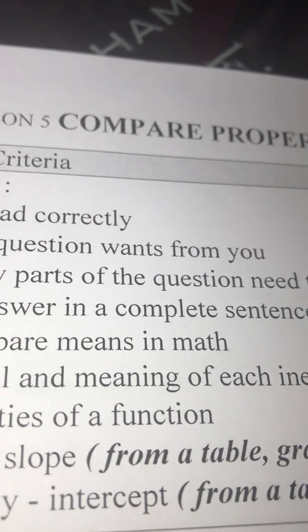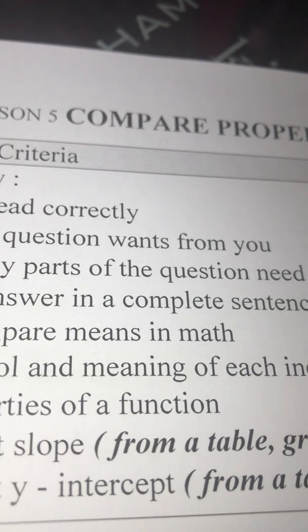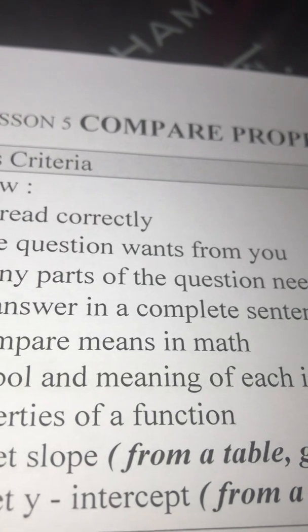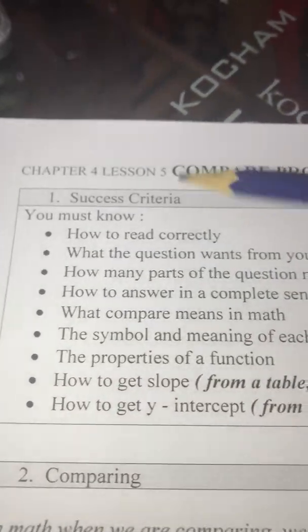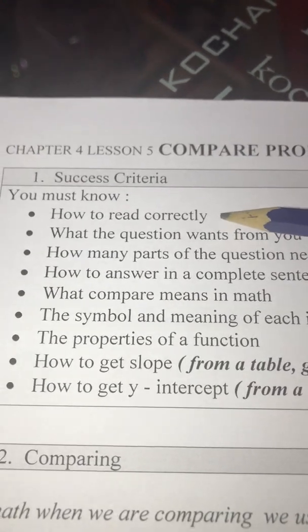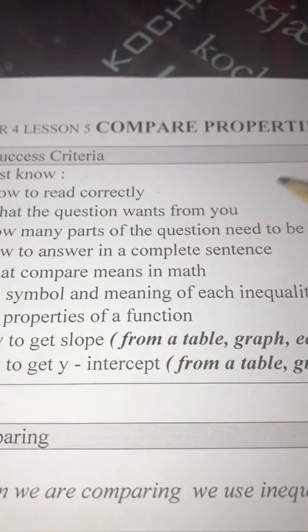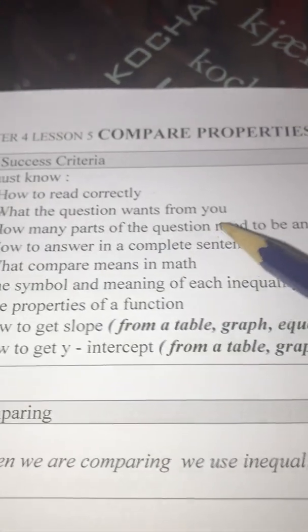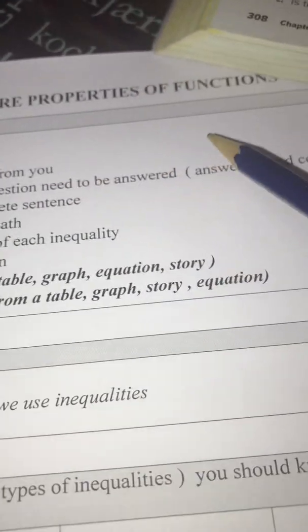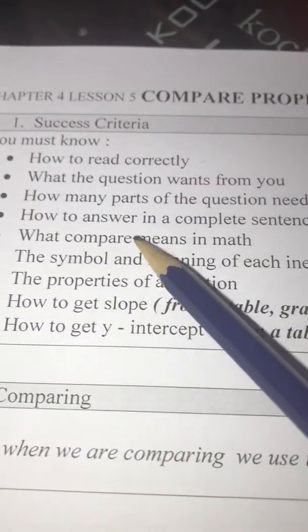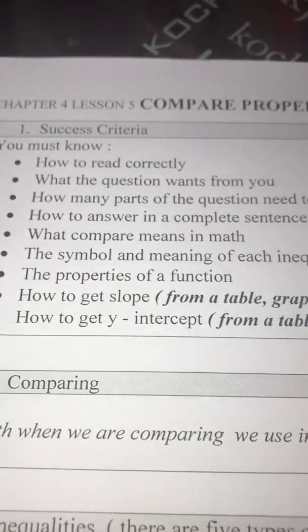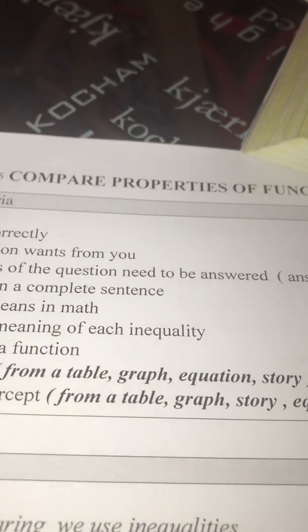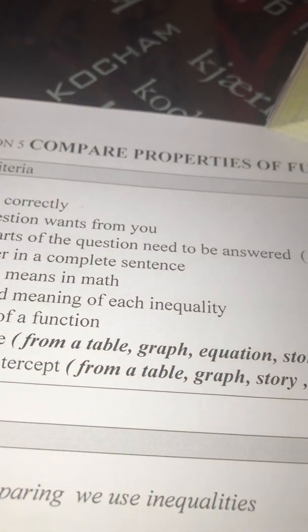In this lesson, you'll be required to know how to read. You must answer what the question wants. You must answer all the parts to the question. All of them you must answer. So here is your success criteria. You must know how to read correctly. You must know what the question wants from you. You must know how many parts of the question need to be answered, how to answer in a complete sentence, what compare means in math, because that's what the lesson is about.